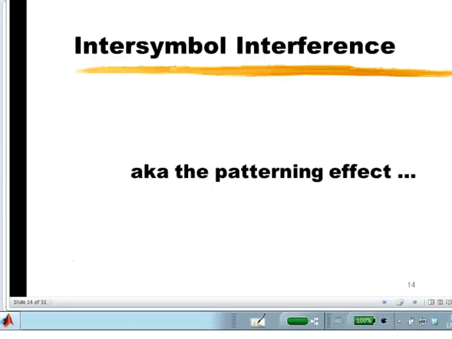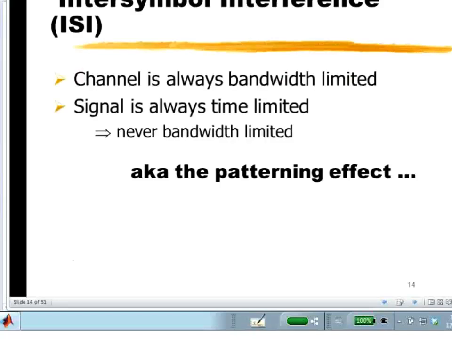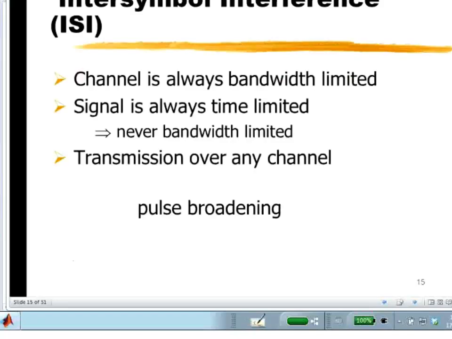And now I'd like to talk about intersymbol interference, also known sometimes as the patterning effect. And in particular, I want to talk about how intersymbol interference comes out of filtering effects. So we said that our channel is practically always bandwidth limited. Any components that I use have a finite bandwidth. They'll only support signals over a finite bandwidth.